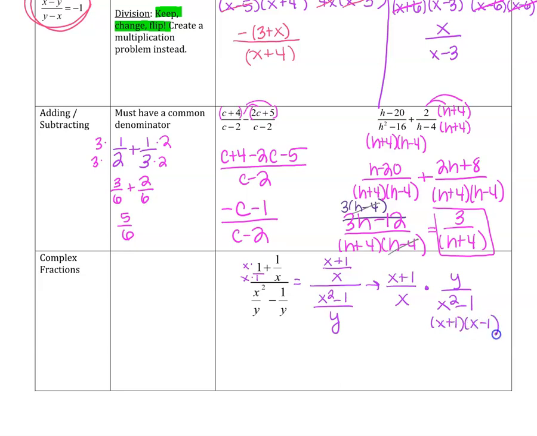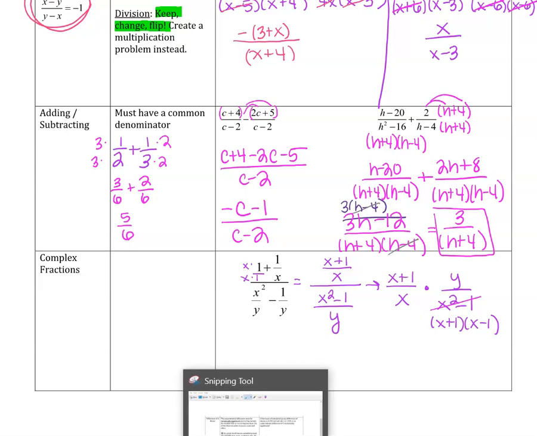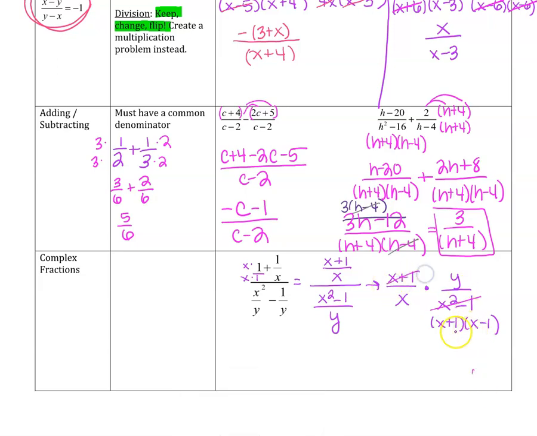Just like what I showed in the previous method, x plus 1, x minus 1 will factor with that x squared minus 1. Okay, now it's just a multiplication problem. I see the x plus 1's cancel, and that leaves me with y over x times x minus 1. Okay, so again, I don't have anything filled in here because ultimately it's however your teacher taught you, but that's a couple ways to solve complex fractions.